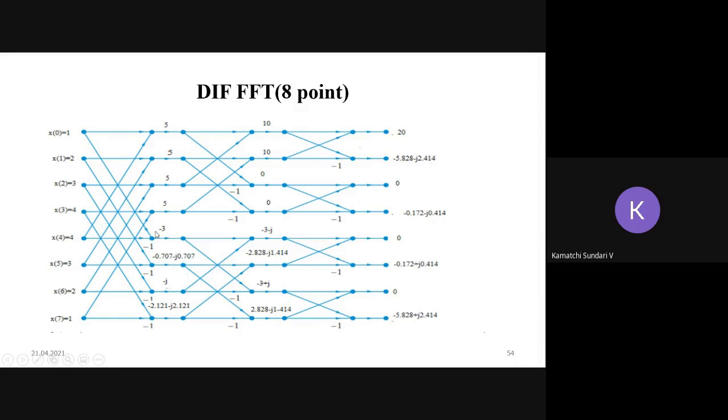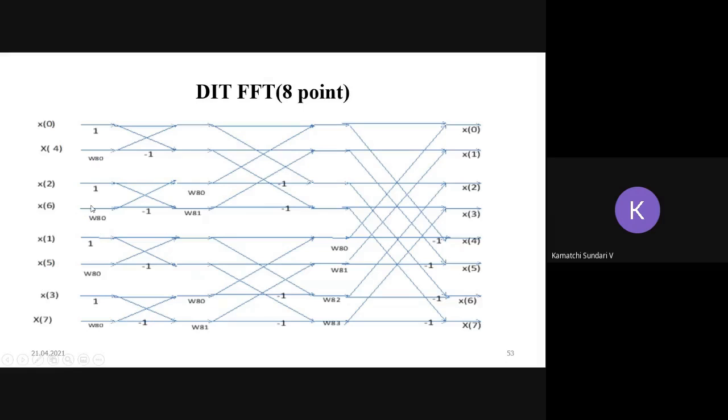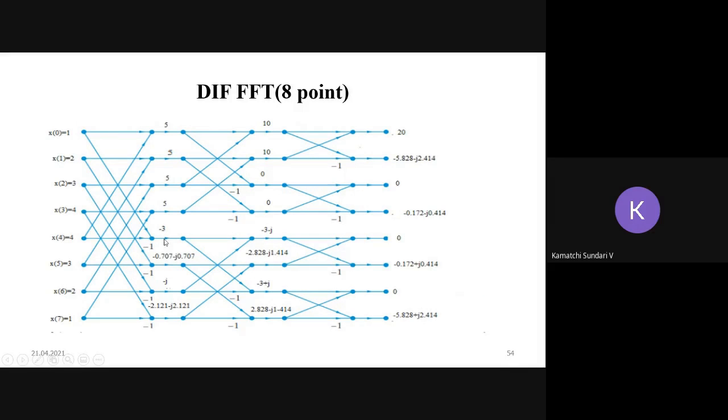And also, here you have to remember one more point, that in DIT the twiddle factors are available at the input of each stage, whereas here the twiddle factors are available at the output of each stage. Here, the output of the first stage, we are having the twiddle factors. The output of the second stage, we are having the twiddle factor. And output of the last stage, we are having the twiddle factor. Of course, W8 power 0 is equal to 1.